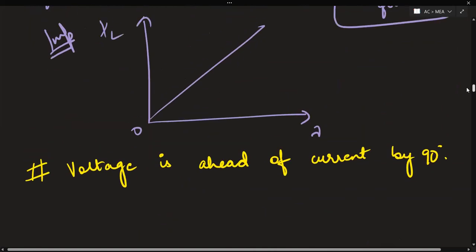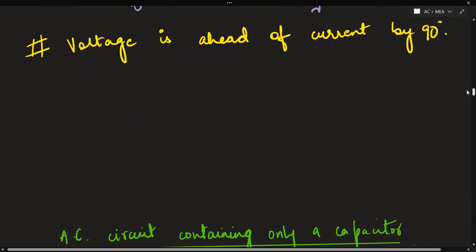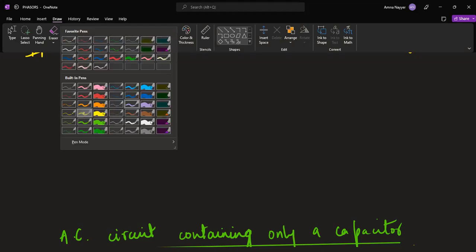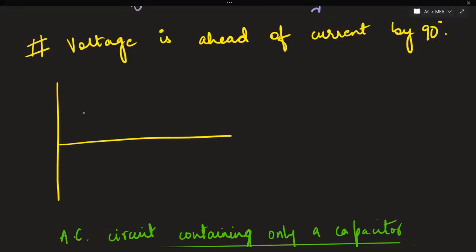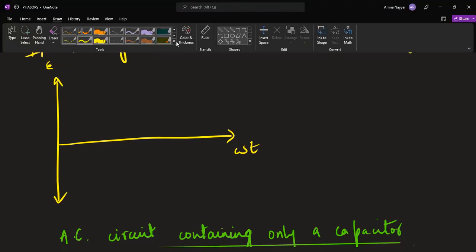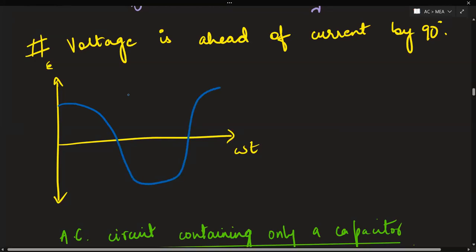So voltage is ahead of current by 90 degrees. This is the final conclusion. Now see, if we have to draw this, the way I drew the graph for the circuit containing only a resistor, if I draw a graph over here, this is your omega t axis, and this is the EMF and current graph. Now I am first writing that voltage is leading current by 90 degrees. So now the graph will directly start from here.